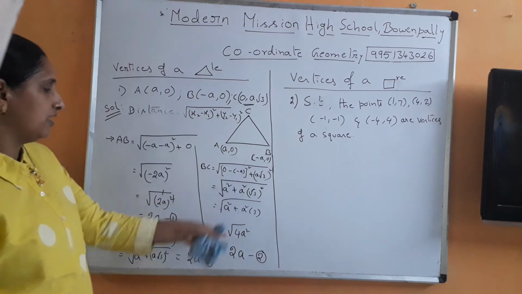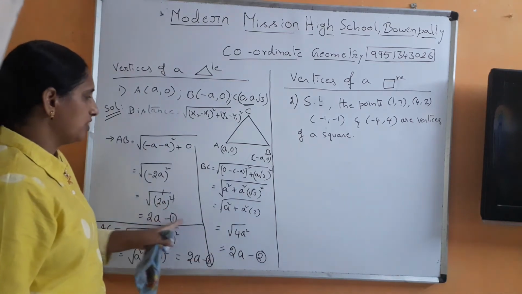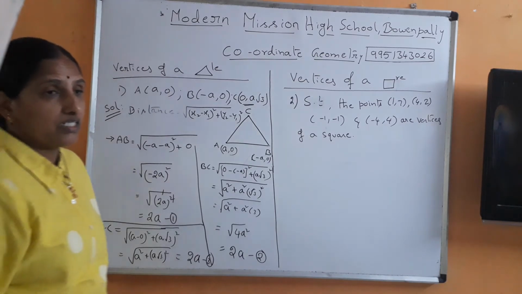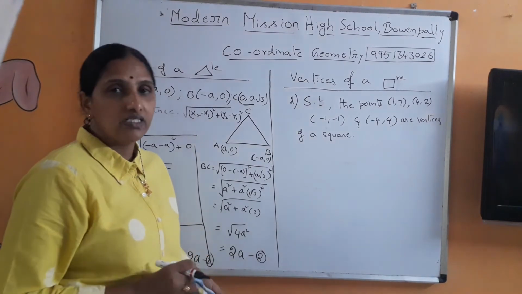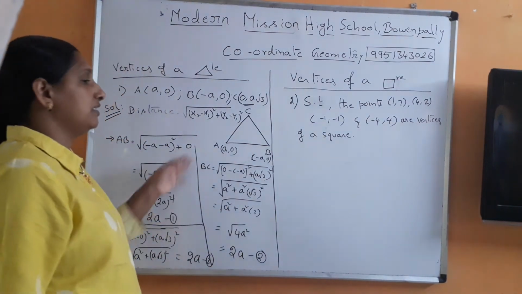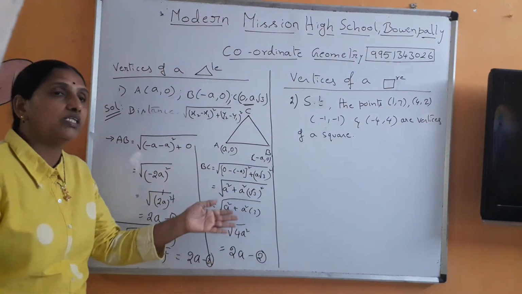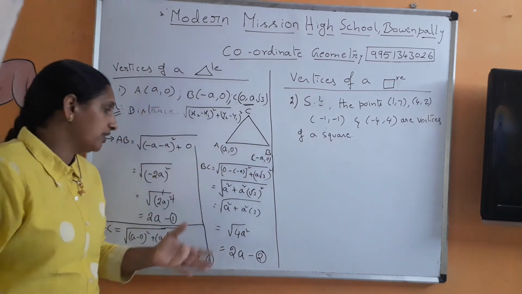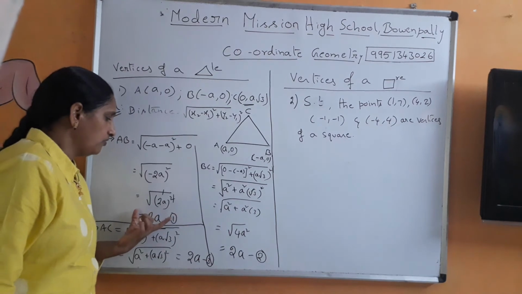We got all the 3 values. AB is 2a, BC is 2a, AC is 2a. What we need to check is that the sum of two sides must always be greater than the third side. That is, the sum of the lengths of the two sides is always greater than the length of the third side. So, the sum of the two sides.